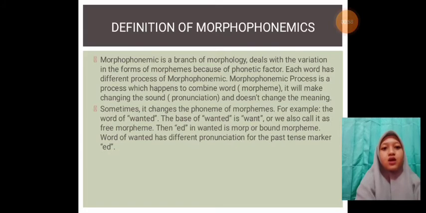For example, the word wanted. The base, want, is a free morpheme. Then the -ed in wanted is a bound morpheme. The word want has a different pronunciation for the past tense marker -ed.